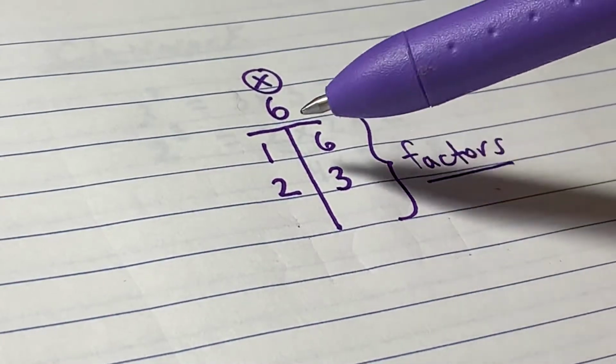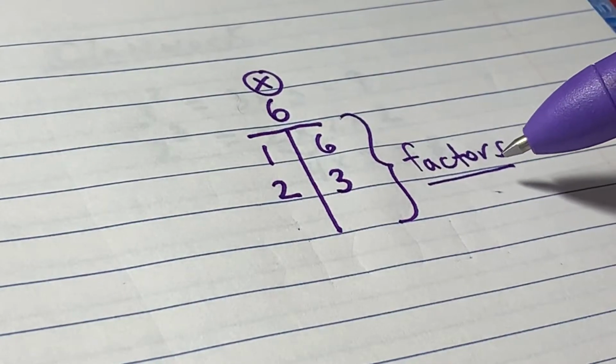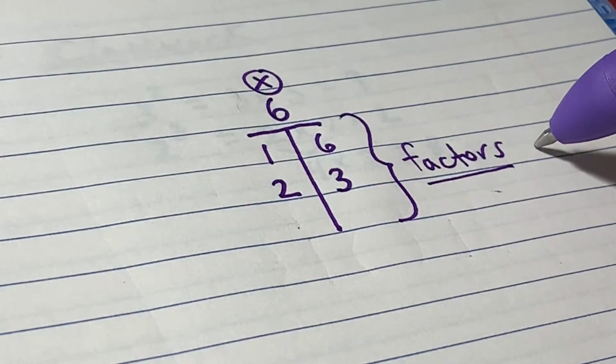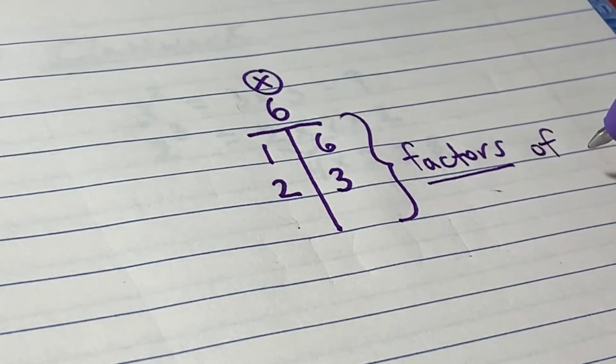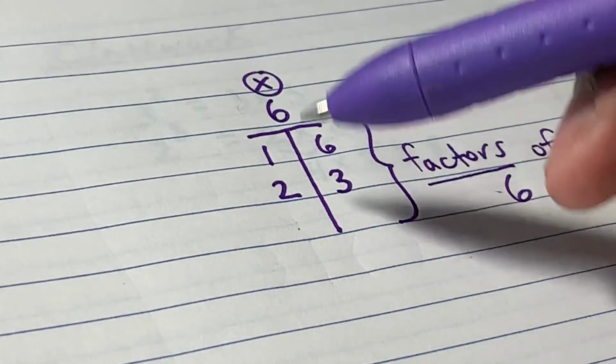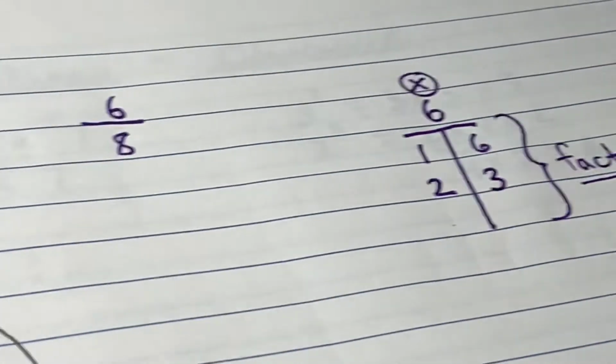And ladies and gentlemen, all 4 of these numbers within my factor tree are factors of 6. Okay? It's that simple. Now, let's look at factors of 8.